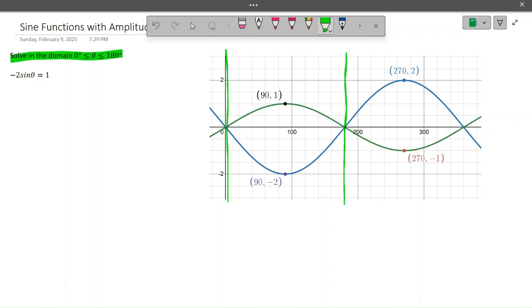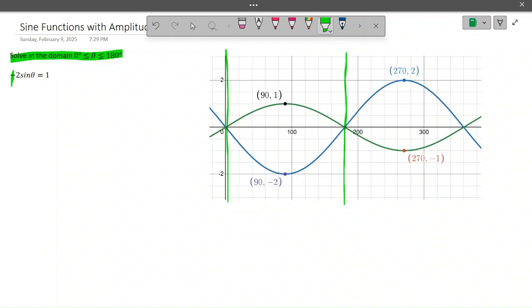This looks a lot different. Part of that reason is because this is negative right here. That negative reflects our sine wave over the x-axis, and then it gets stretched by a factor of 2. All right, a couple of things as we do this. I am noticing that I'm looking for a value of positive 1.